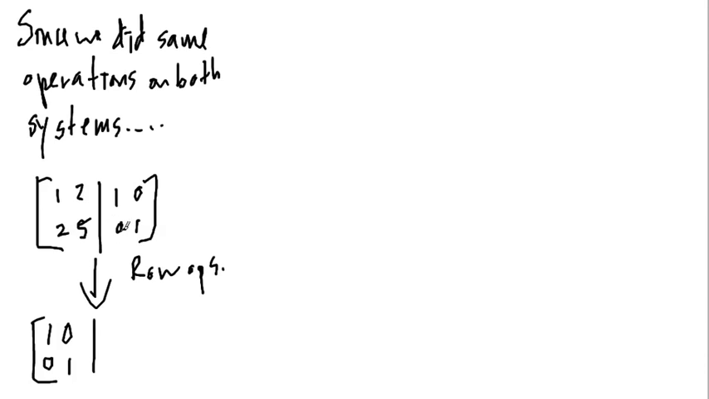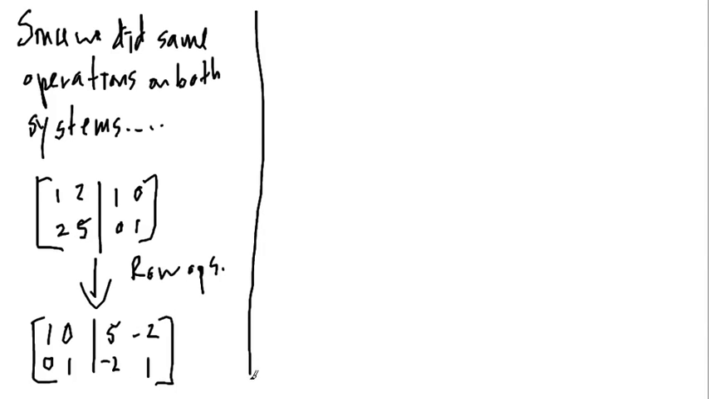This guy, under the row operations, turned into 5 and -2. And this guy under the row operations became -2 and 1. So if I had done the row operations on this augmented matrix, which consisted of the original matrix on the left and the identity on the right, and reduced this side, I would be left with the identity matrix. So that general method works.